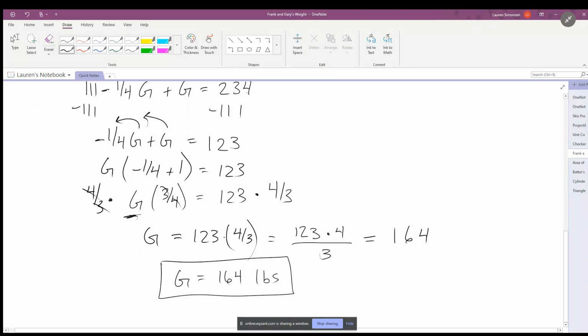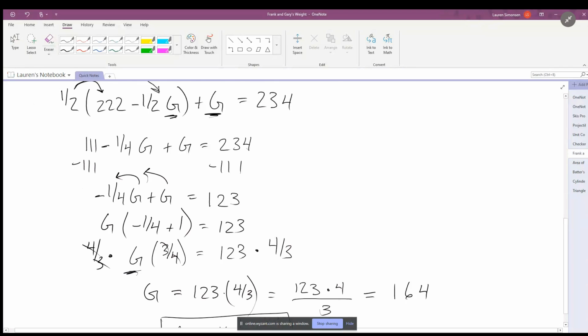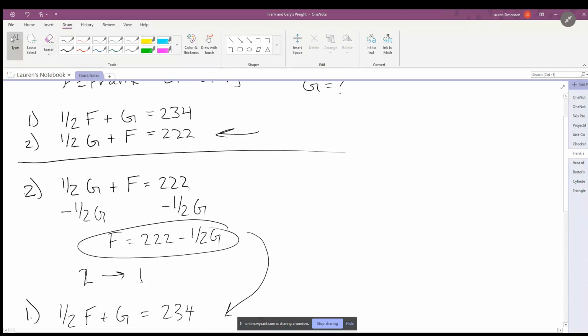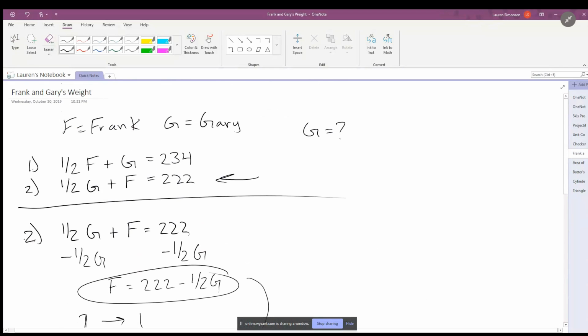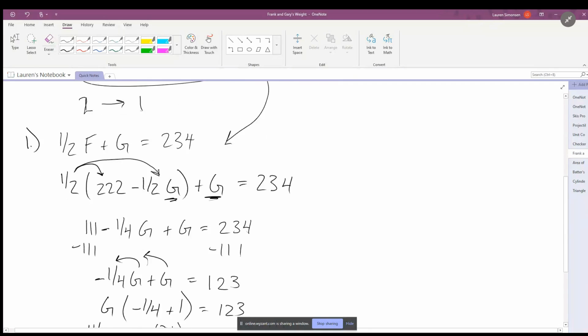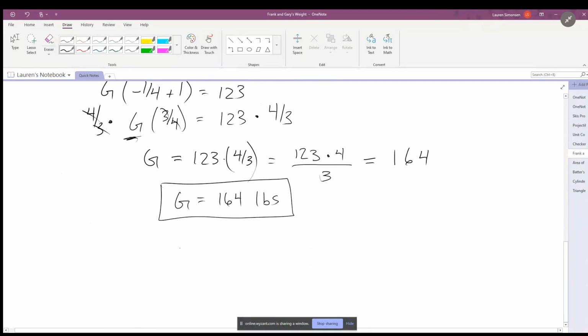So that is how you solve this algebraic expression. We were looking for G, and by using two equations and two unknowns, we were able to do multiple steps and get 164 pounds.